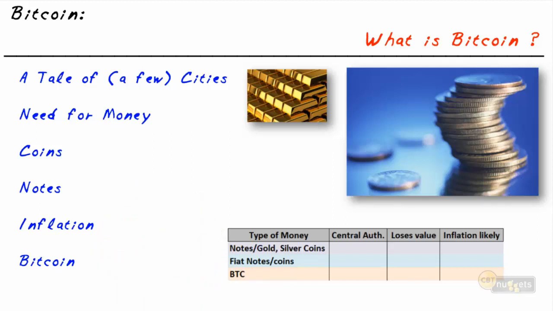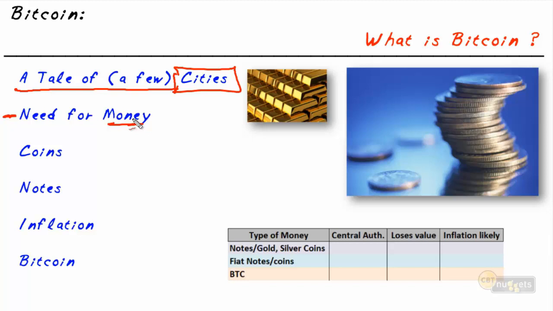Let's begin. So we'll take a look at a tale of a few cities, and I want to put you and I in charge of these cities. Now, one of the things that's required for our city is going to be a need for some type of money. Now, yeah, Keith, I get it. We all need money. Well, what is exactly money?